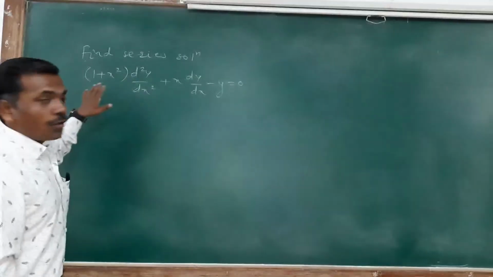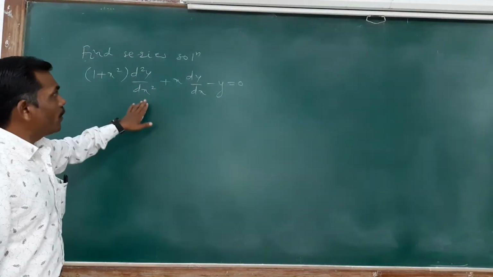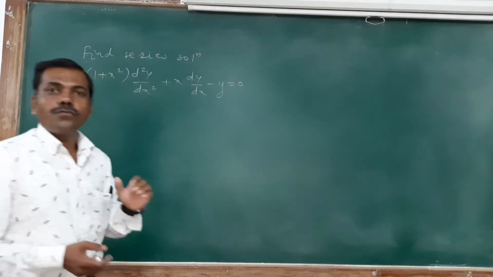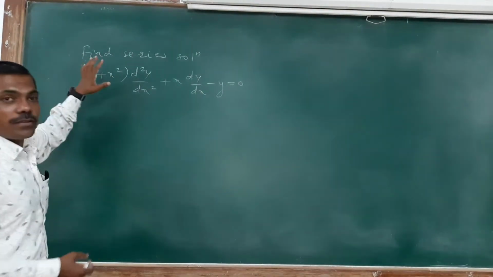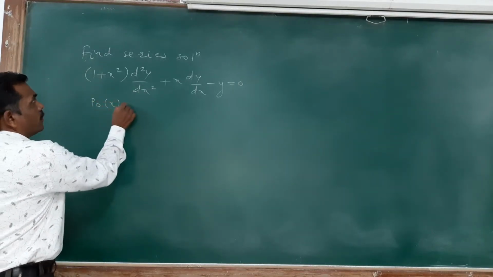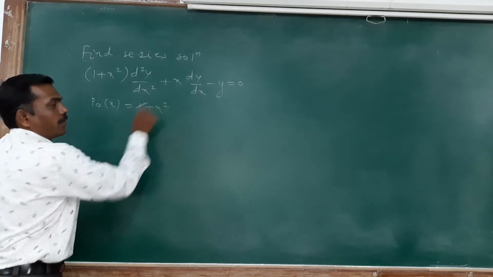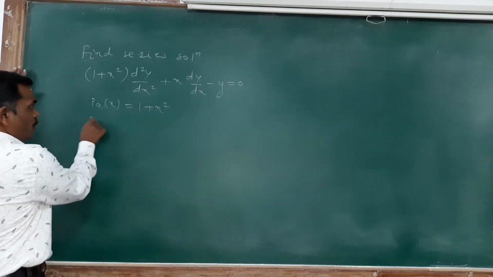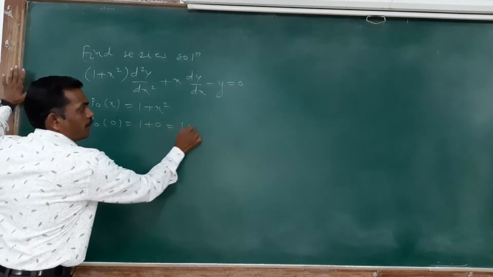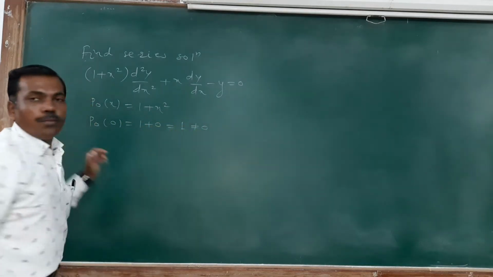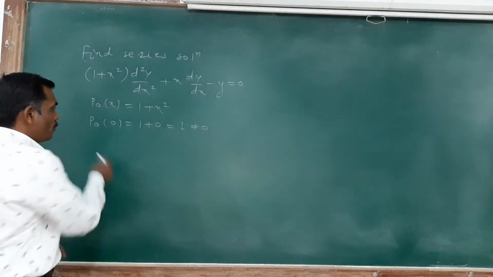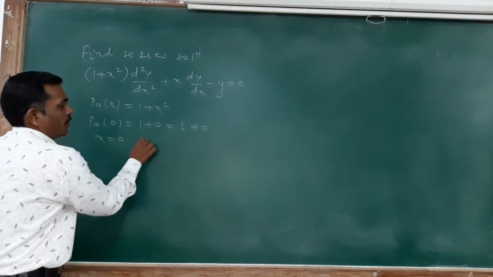Find the series solution of (1 + x²) d²y/dx² + x dy/dx − y = 0. First we have to check whether our point is an ordinary point or not. For that we write p0(x) = 1 + x². Substitute 0 here: p0(0) = 1 + 0², which is 1 and not equal to 0. Means our p0(0) is not equal to 0. So x = 0 is our ordinary point.